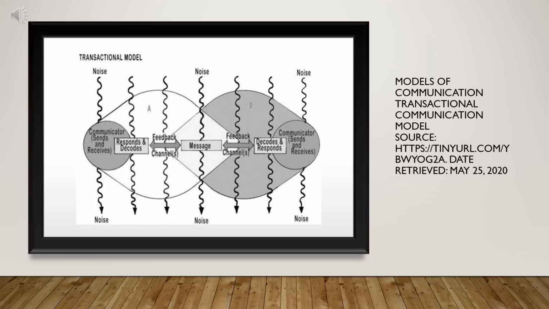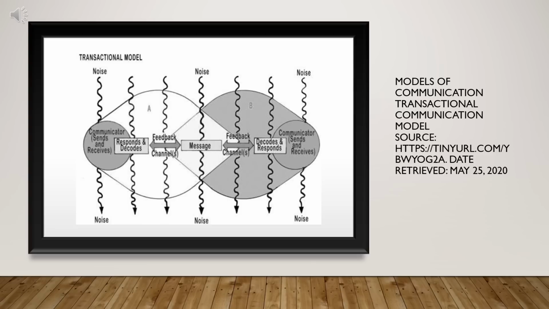Let's have a closer look at a transactional model illustration. Look at it. You have the noise, noise, then communicator sends and receives, responds and decodes, feedback channel, message, feedback channel, decodes and responds, communicator sends and receives, then noise, noise, noise.